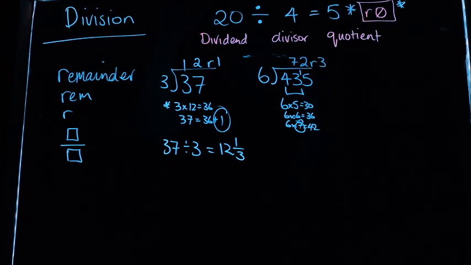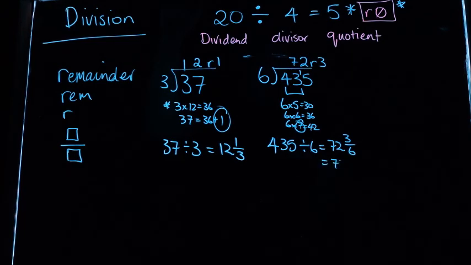Okay, so what does this look like? 435 divided by 6 is equal to 72, and 3 on 6. Now you can also do another little tidy up step here. You could call that 72 and a half, because we can simplify that fraction. You can do that if you see it, or you can leave it here. You just might see this in the textbook. It means the same thing.